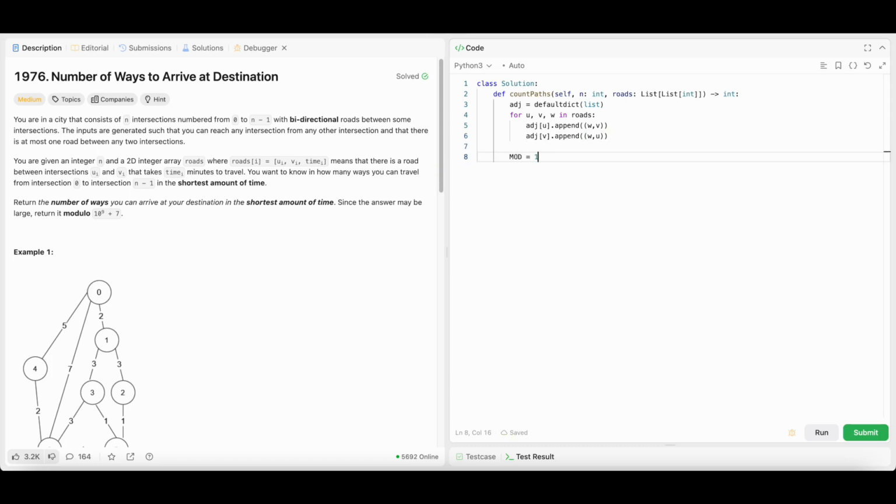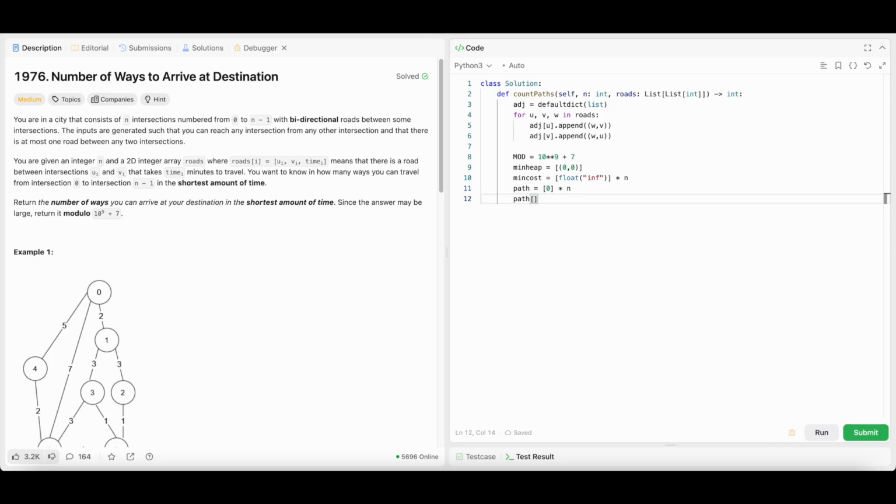And now we need to set up mod, because that is what we need to modulo by, since the answer may be large. And min heap will initialize to 0, 0. And the min cost will be float of infinity times n. And path would be 0 times n. And path of 0, we will initialize it to 1. So now we will do the Dijkstra algorithm.